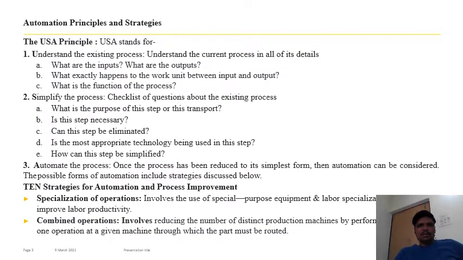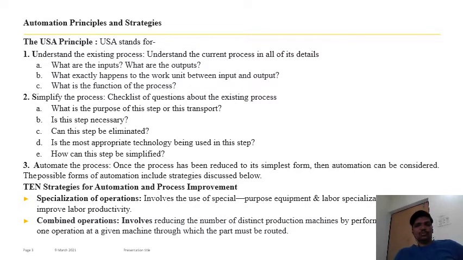What is the principle? What is the automation principle that is to be used when you are applying the technique of automation into your company or firm or business or enterprise? At that time, you have to understand the first principle that is used is USA principle. USA is not United States of America.